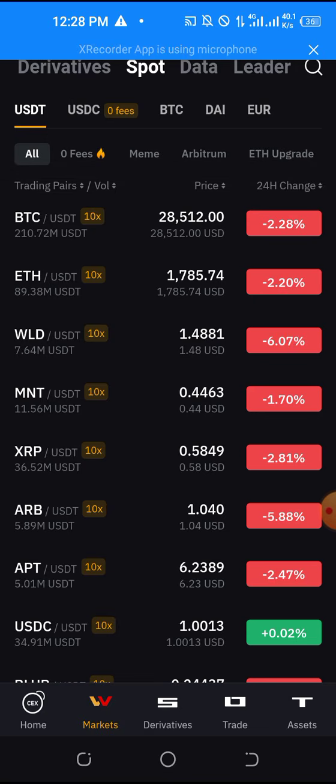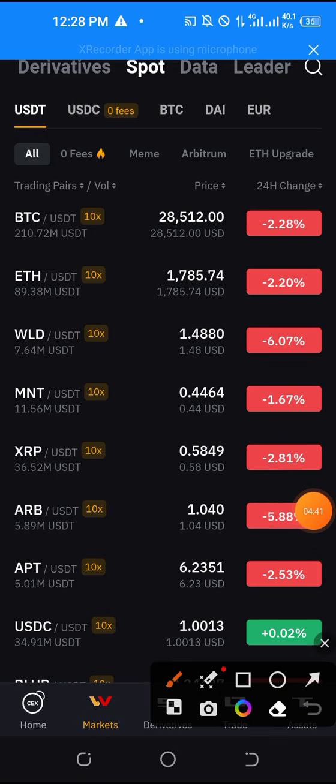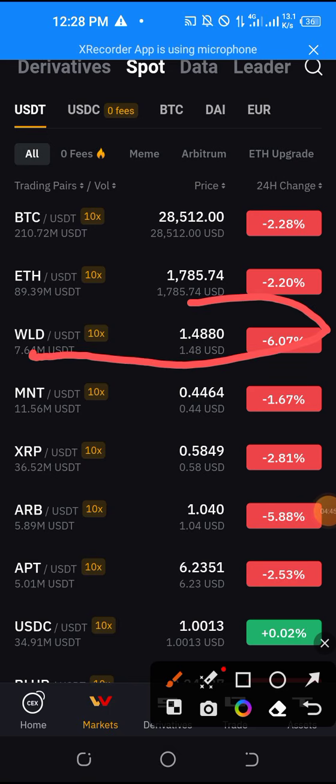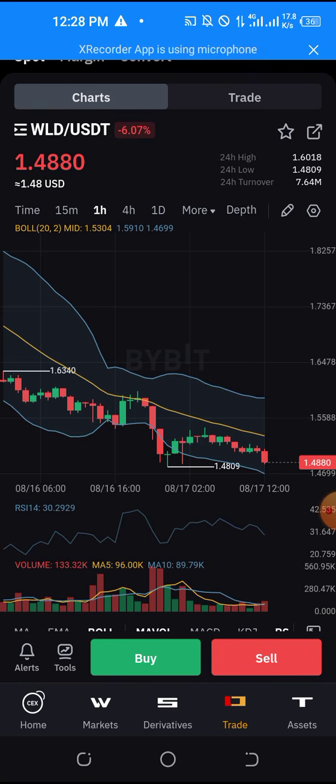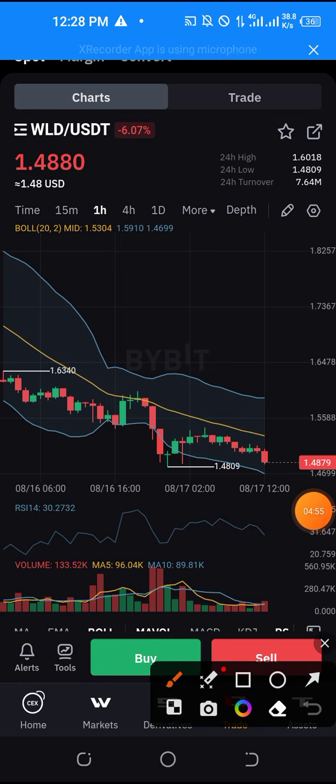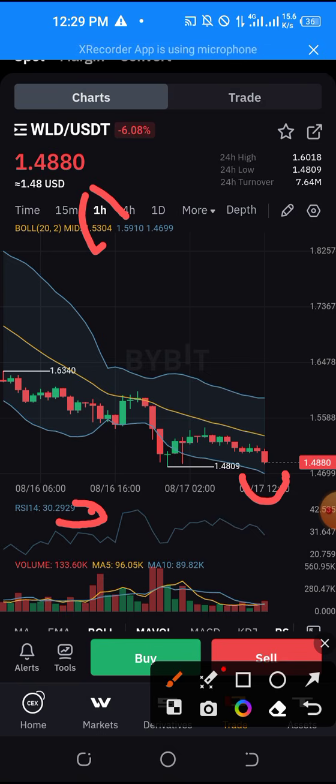So you can check any. Just click on any and check those three parameters. So I'm going to click on this WLD. I've clicked on WLD now. And then on this WLD, I'm checking at the candle, and I realized that RSI is on 1 hour time frame first. RSI is around 30, and then the candle is almost touching the lower Bollinger Band.